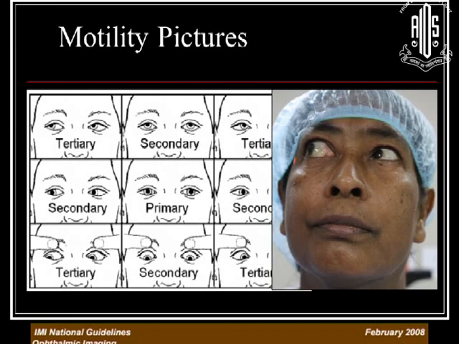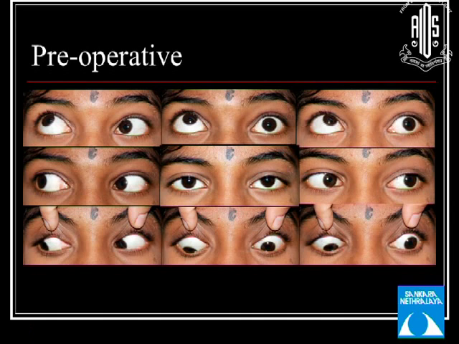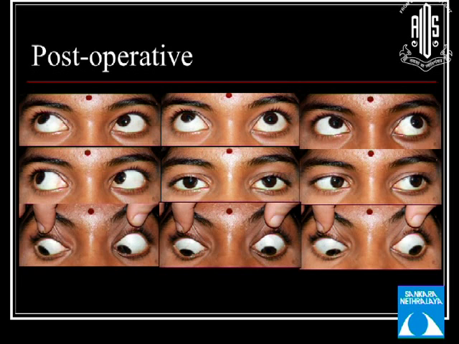Motility pictures are taken in 9 gazes, and make sure the patients do not move their heads while moving their eyes, which they almost always do. Take the photographs and then crop them and compile them to get a picture like this. This is showing restriction in up gaze as well as down gaze. It's post-operative, showing improvement in the extraocular motility. So, lower fracture.